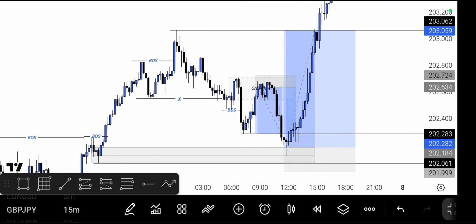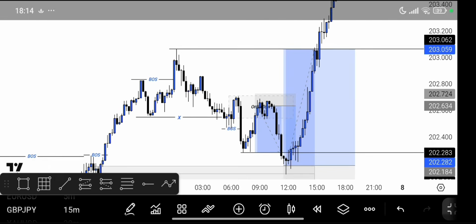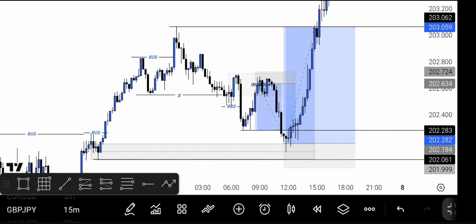Alright, this is around 6:14 in the evening. Our trade has finally hit TP. I documented it live before you, the two trades: the order flow trading and the order block trading.